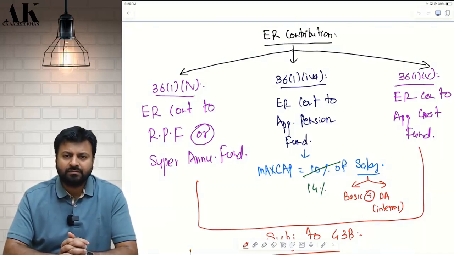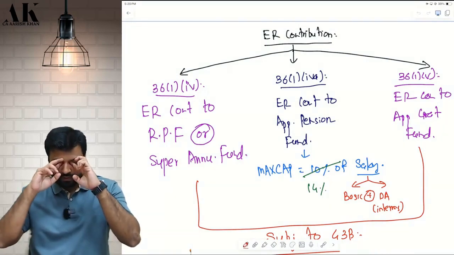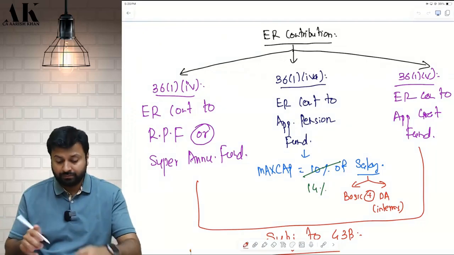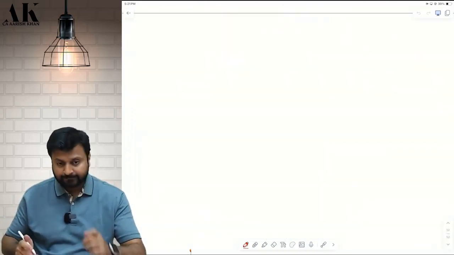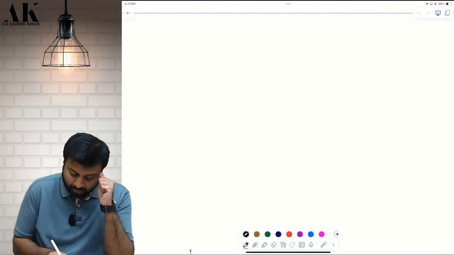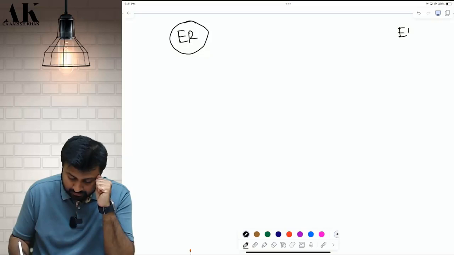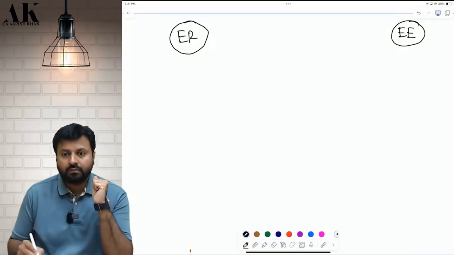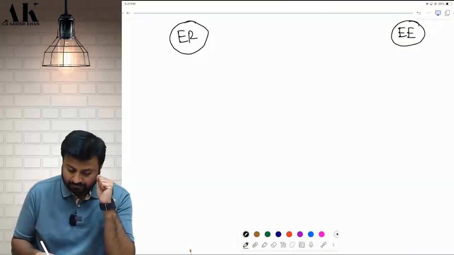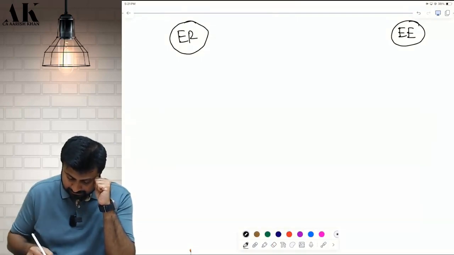Now listen carefully to what I am trying to say. Absolutely important. Suppose there is an employer here and there is an employee here. This is previous year 24-25 which is going on.